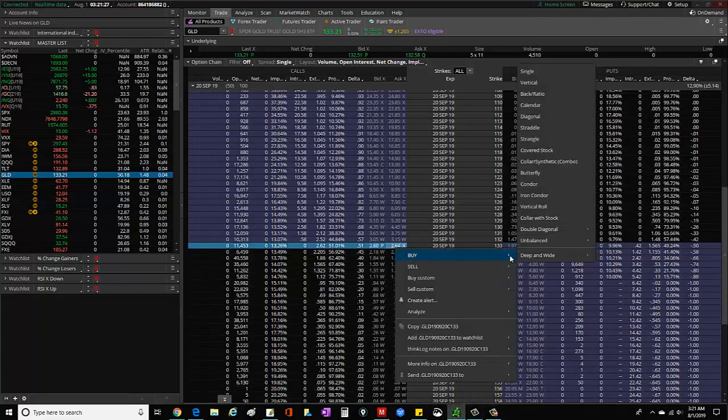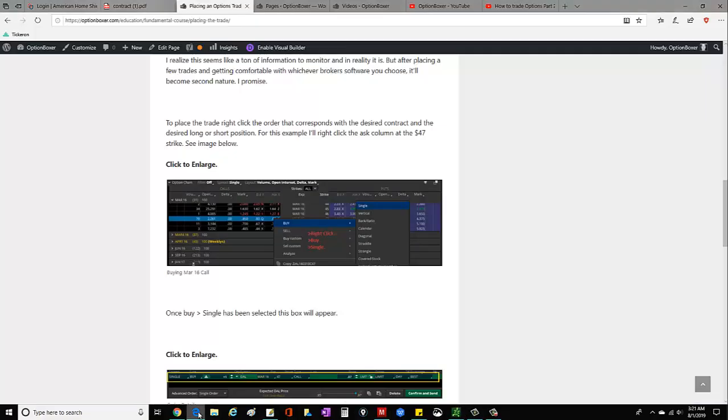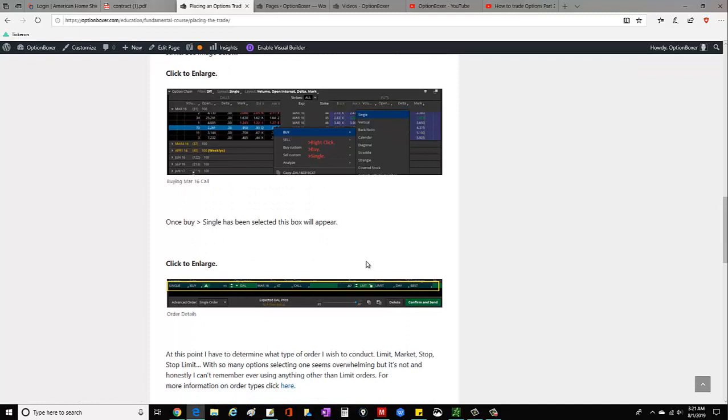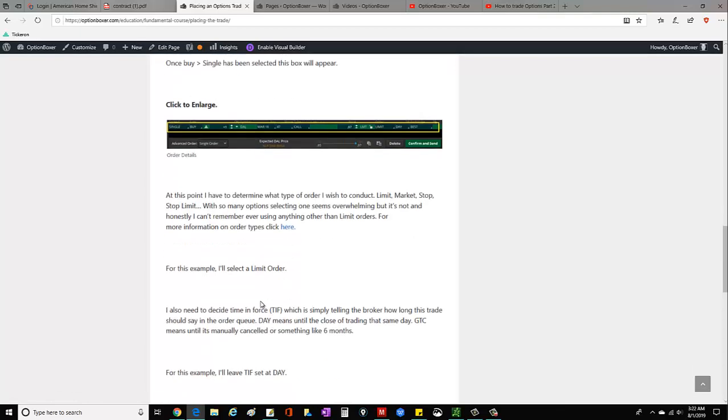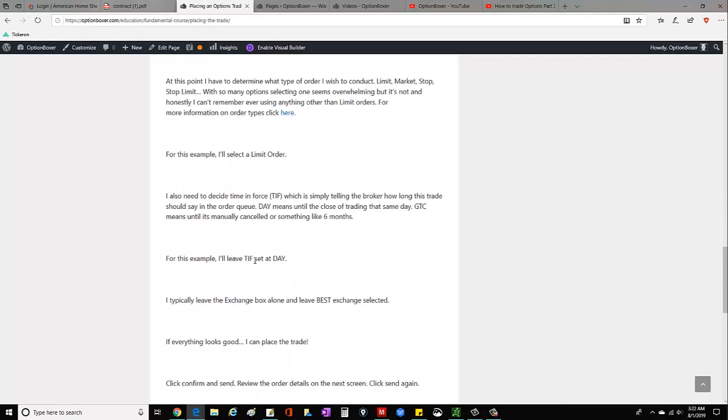You can either right mouse click it and buy, or if you're selling, sell. Of course, you can see a number of different option strategies that there are. Right here we're only talking about buying or selling a single call option, but as you become more experienced, you'll be able to look at those different strategies and see if they make sense for your investing style or portfolio. At this point, you have to determine what type of order you want to conduct. A limit, market, stop limit, we've talked about all those already. It seems overwhelming, but it's all fairly simple. Time in force: day, or good till canceled, which is what we just talked about.